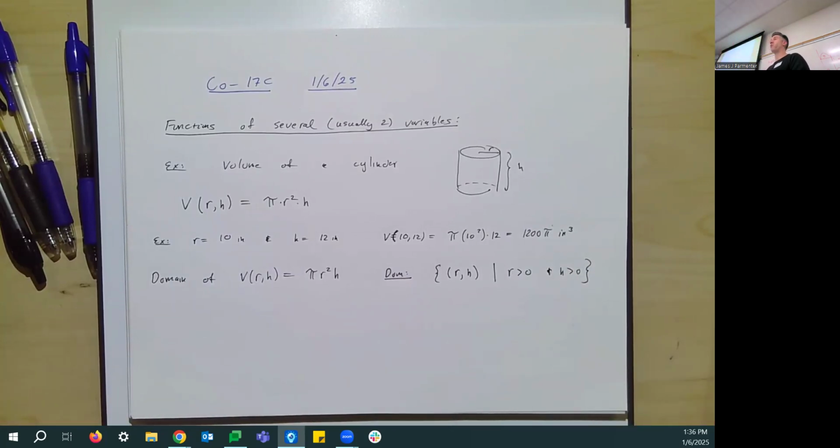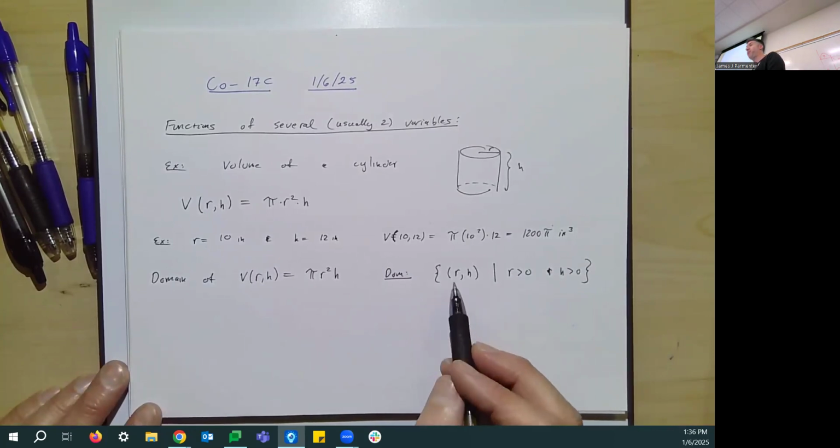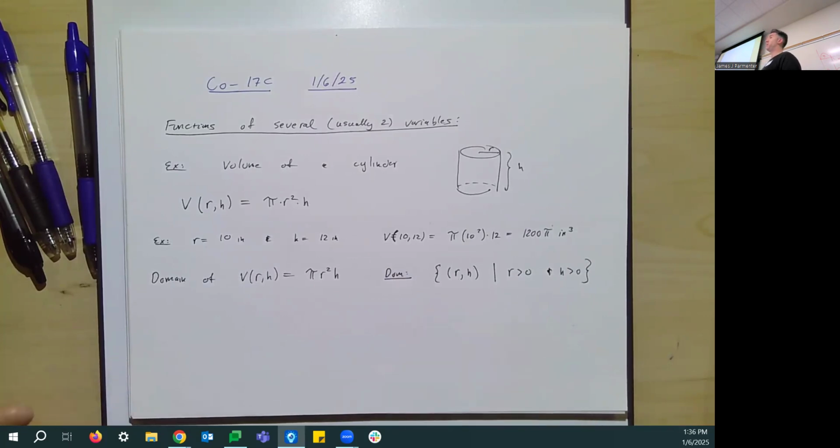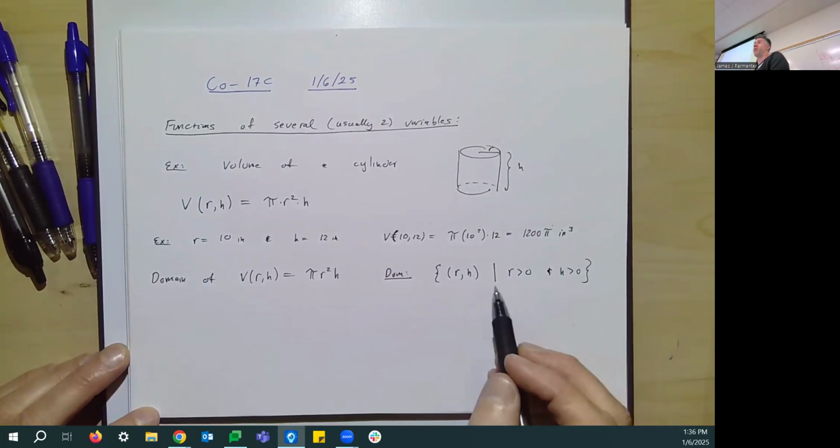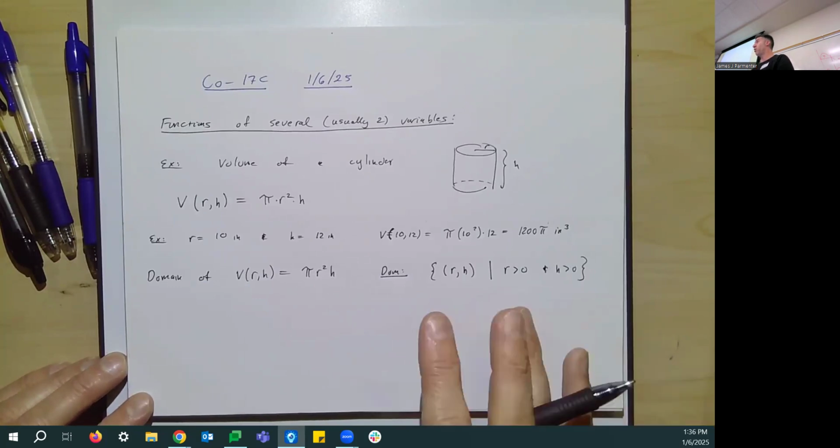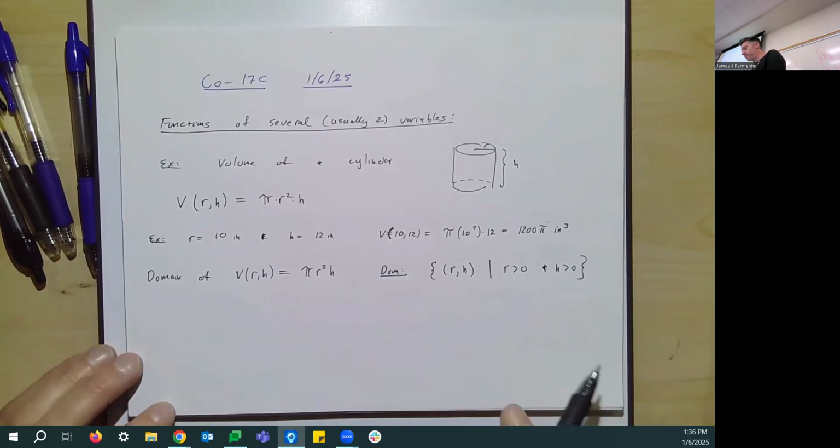And this is a typical way of writing domain, where you're saying it's the set of all pairs, typically pairs if it's a function of two variables, because there's two different things being the input. And then what the restriction on those inputs is. We'll talk more about this in a second.